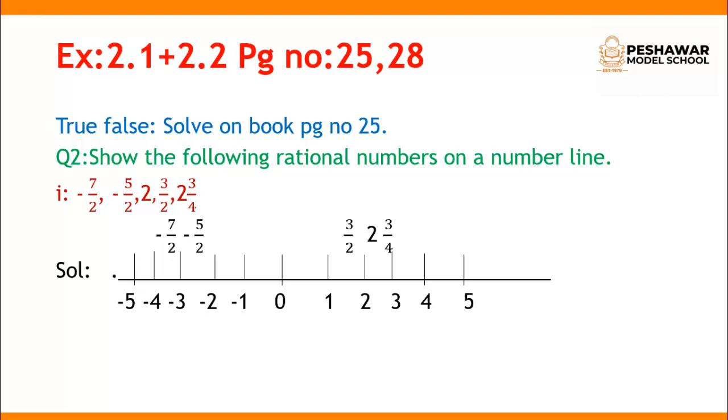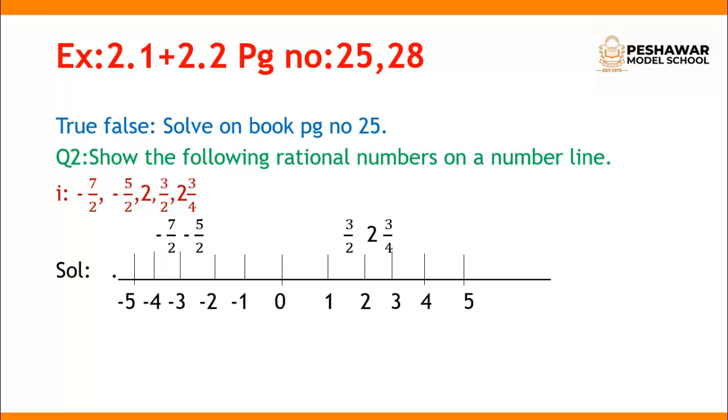So now in my question, you have to see here, the first one is -7 by 2. Divide 7 by 2 and you get 3.5, so -3.5. Now you have to find where -3.5 is located. It should lie between -3 and -4. Now how can we locate -5 by 2? You have to divide 5 by 2.